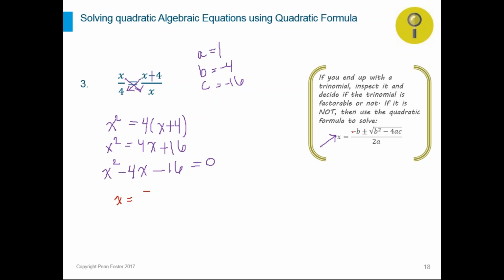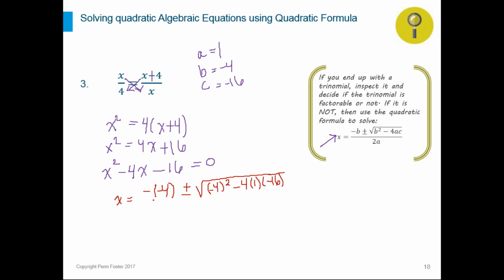So the negative is part of the formula. So negative b, but b itself is negative. So negative negative b plus or minus, because we have two solutions, it's x squared, remember? The square root of b squared. So negative 4, everything squared, minus 4 times a is 1 times c is negative 16.